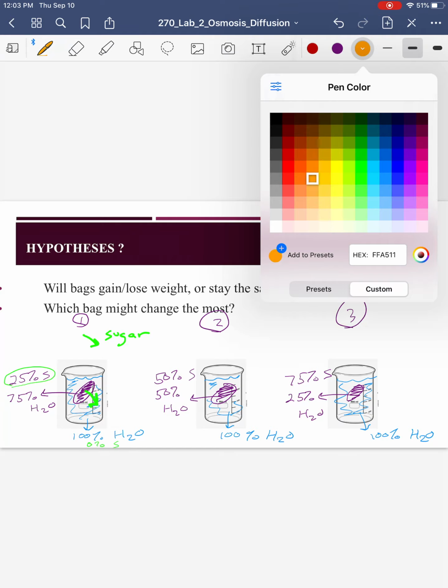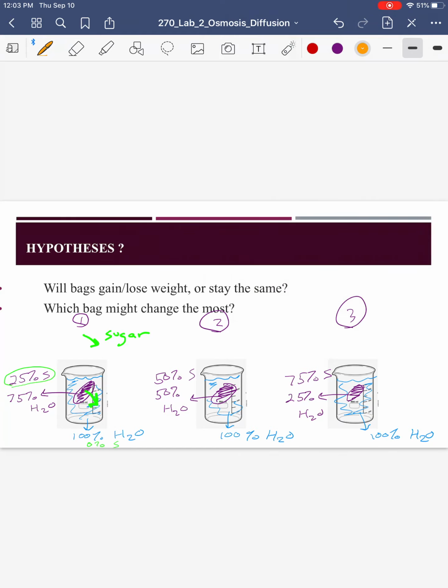And just so we can better see it, let me use orange. So in order to see about the weight change of the bag, we're going to be looking at the water. There's more water, therefore it is the movement of that is going to potentially change the weight of the bag. So now let's look at bag number 1, let's look at the water. Outside in the beaker, we have 100% water. Inside, we have 75% water.